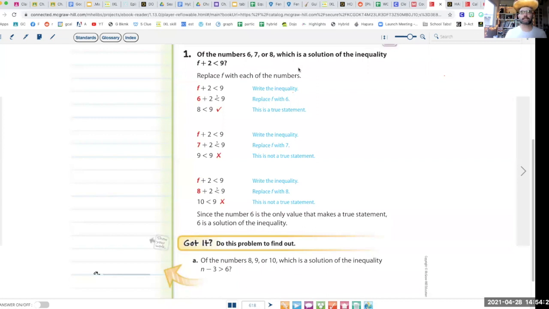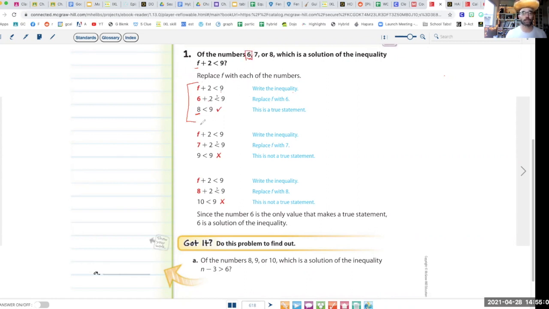Okay, so let's look at example 1 right here. Example 1 says, of the numbers 6, 7, or 8, which is a solution of the inequality f plus 2 is less than 9? That sounds complicated, but it's really not. All that means is I'm going to take the 6 and replace it with the f, and that's what they do in this one. Instead of f plus 2 is less than 9, we're going to say, what if we replace that f with 6? So now it's 6 plus 2. Is 6 plus 2 less than 9? Well, we know 6 plus 2 is really 8. 8 is less than 9. Yes.